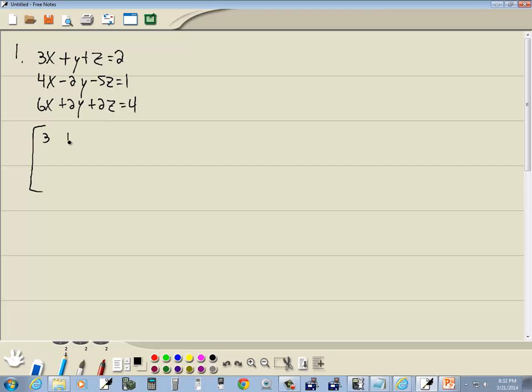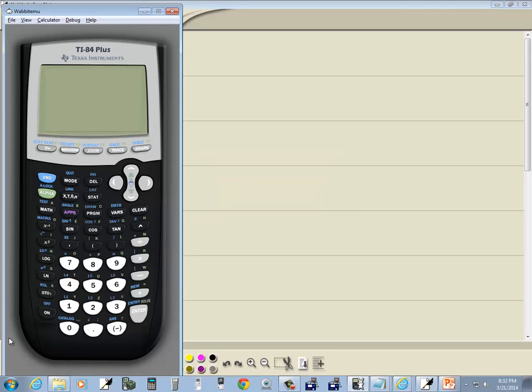So I got 3, 1, 1, 2, 4, negative 2, negative 5, 1, 6, 2, 2, 4. I drop the x's, y's, and z's and equals to keep the numbers and their signs. Now the size of this matrix, rows by columns, is a 3 by 4. So 3 rows, 4 columns. Let's go input this into our calculator.